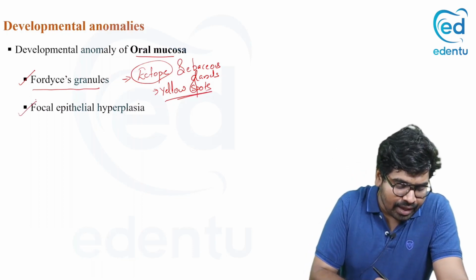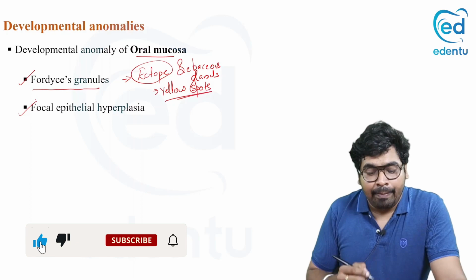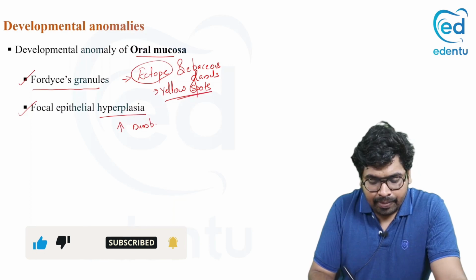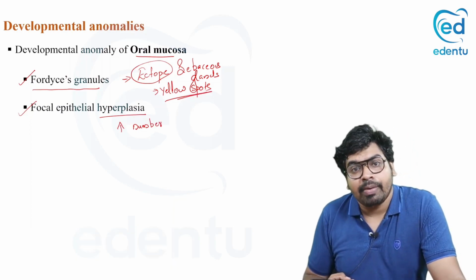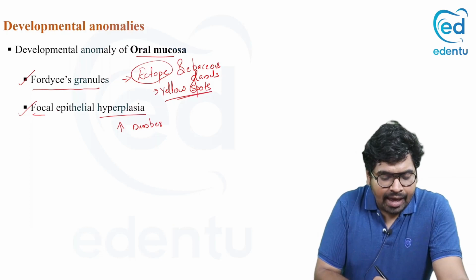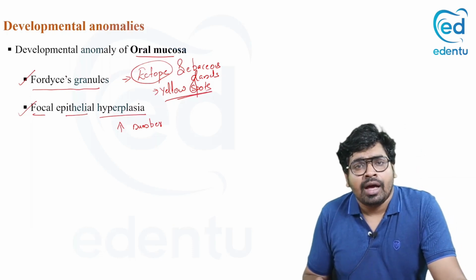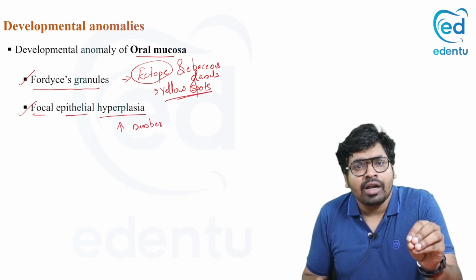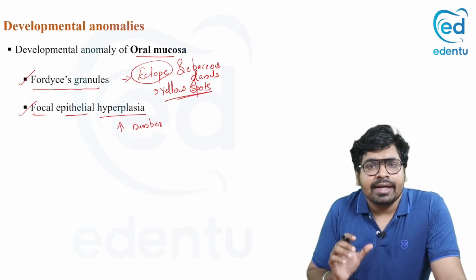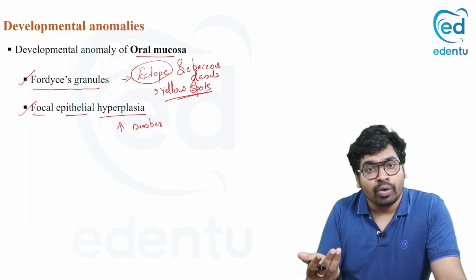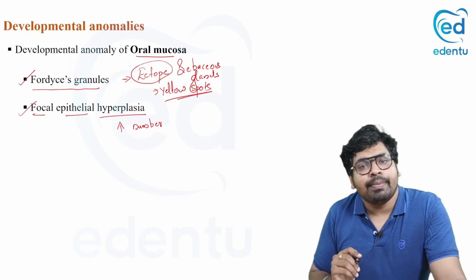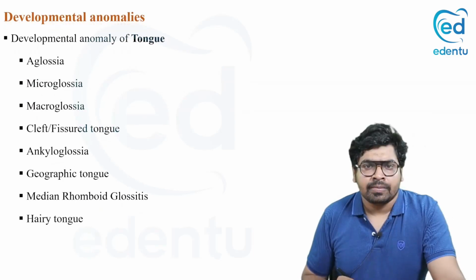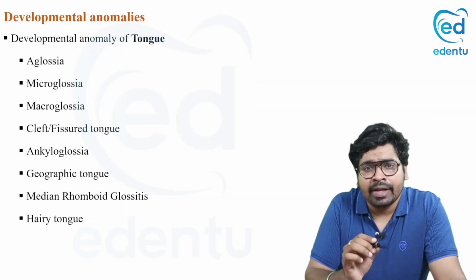The other one is focal epithelial hyperplasia. Hyperplasia means increase in number. Hypertrophy is increase in size. Hyperplasia is increase in number. In pathology, you read the name very carefully so that you can get the answer. Focal means at certain foci, and epithelial means the epithelium grows more in number. So that is called focal epithelial hyperplasia. Those are a few anomalies of the oral mucosa. Now comes the next anomaly, the developmental anomalies of your tongue.